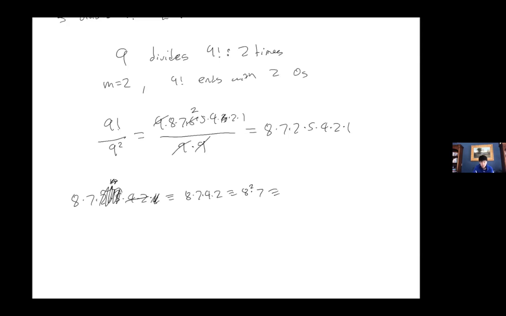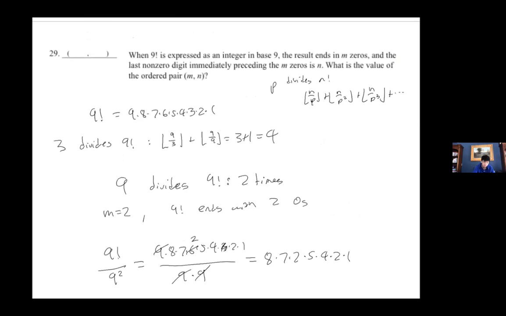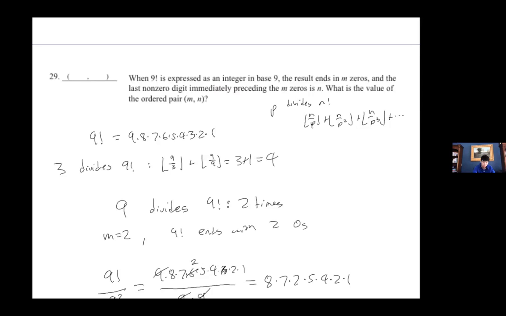But 8 is congruent to -1 mod 9. So this is congruent to (-1) squared times 7, which is congruent to 7 mod 9. So that means that n equals 7. And we already got that m equals 2. And so that's our ordered pair, 2, 7.